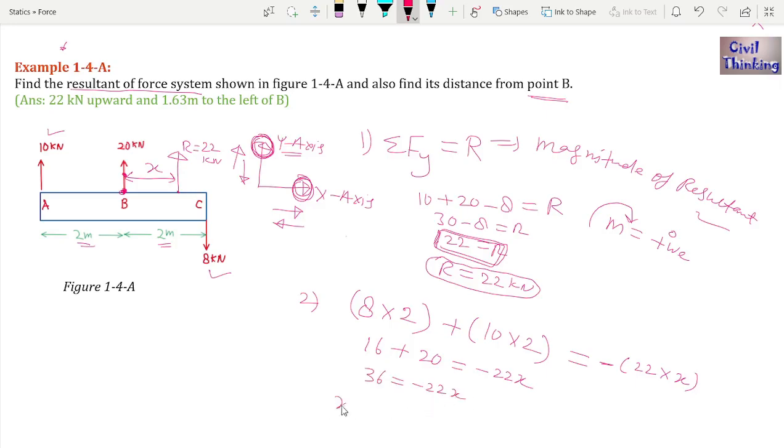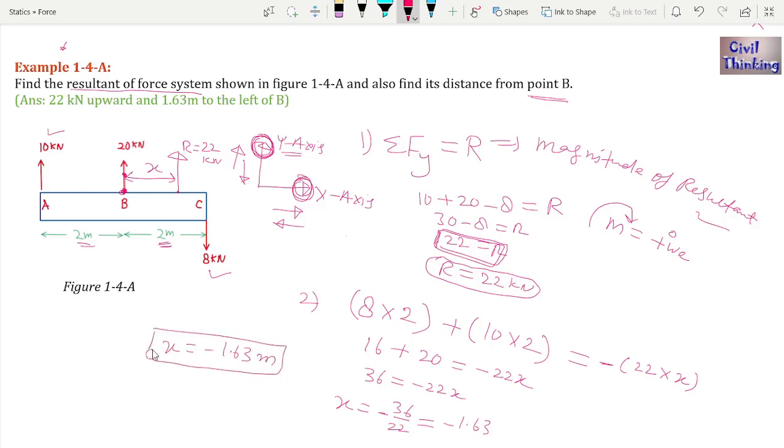Now from here I will get the value of x to be what? Negative 36 divided by 22. Now let me use a calculator. How much is it? It is negative 1.63. Okay, we get this x to be minus 1.63. Of course the distances are in meters, so it will be in meters, right?